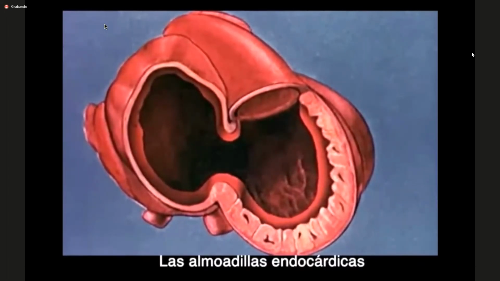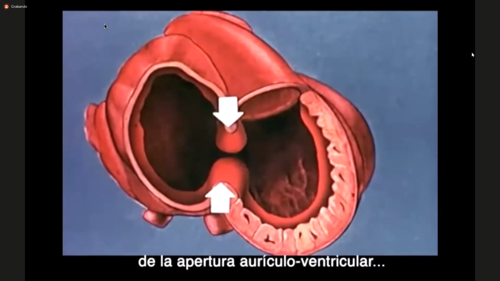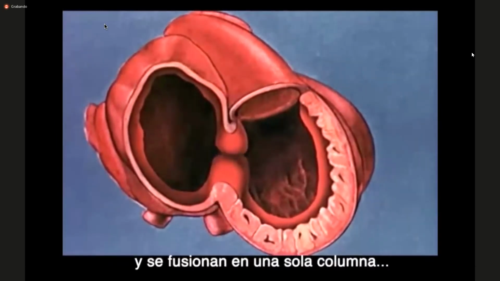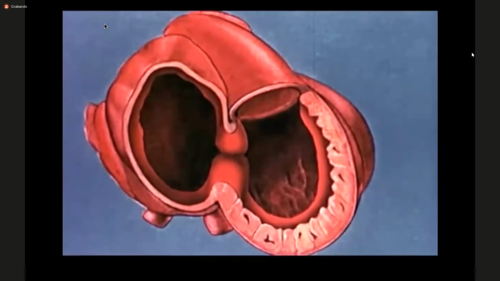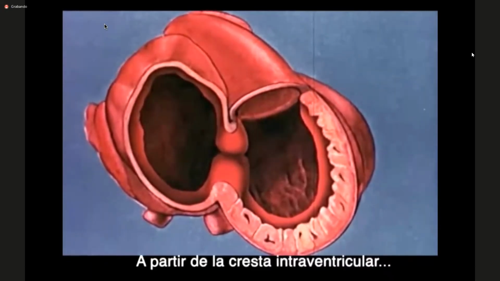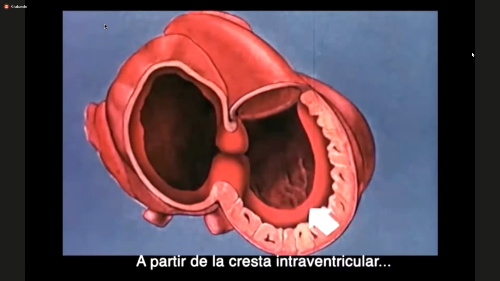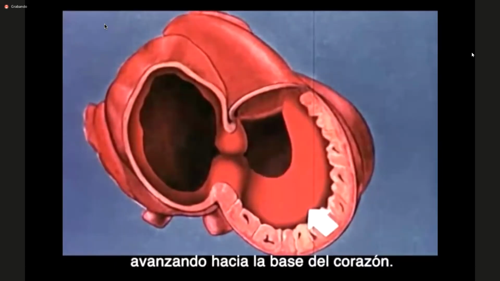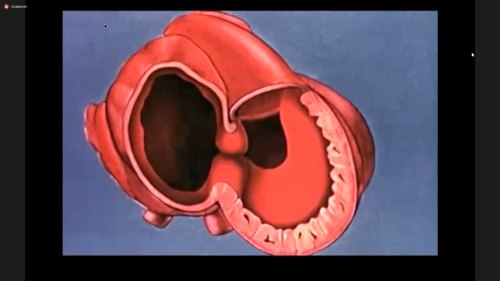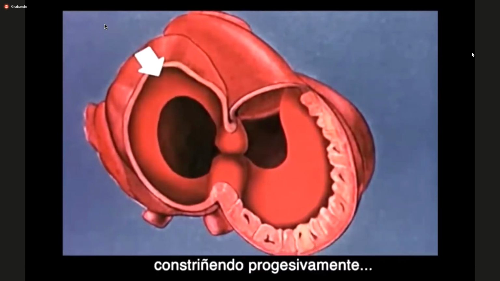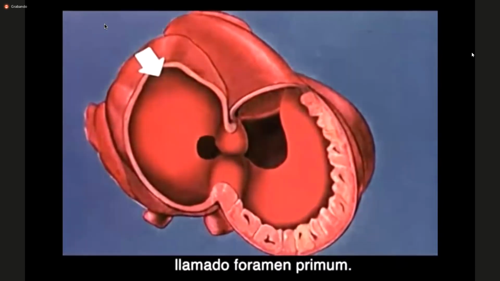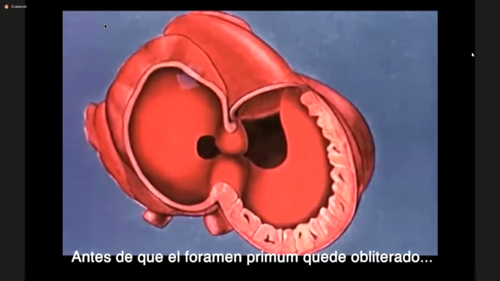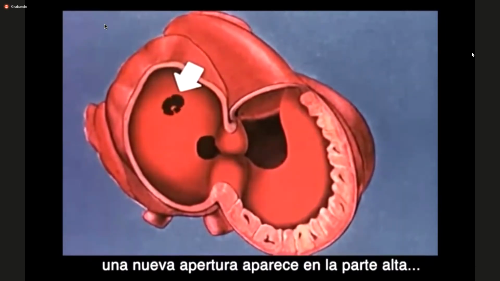Endocardial cushions extend from opposite sides of the atrioventricular aperture and ultimately fuse into a column, dividing the channel between the atrium and ventricle. From the interventricular ridge, a proliferating muscular septum advances across the common ventricle toward the base of the heart. Simultaneously, the interatrial septum rapidly grows toward the endocardial cushion, progressively constricting the foramen between the atrial chambers, the foramen primum. Before the foramen primum becomes obliterated, a new opening appears high on the interatrial septum.